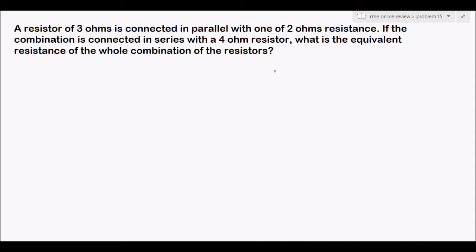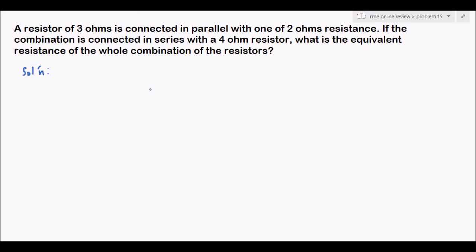A resistor of 3 ohms is connected in parallel with one of 2 ohms resistance. If the combination is connected in series with a 4 ohm resistor, what is the equivalent resistance of the whole combination? Okay, so for this one, we'll draw the diagram. Okay, so, solution.